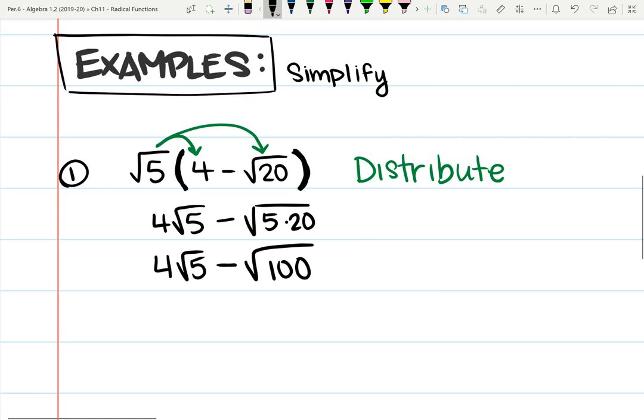After I'm done distributing, remember our second step is to simplify. If I simplify, I'm looking inside the radicals, inside the square roots. Do we have anything to simplify?